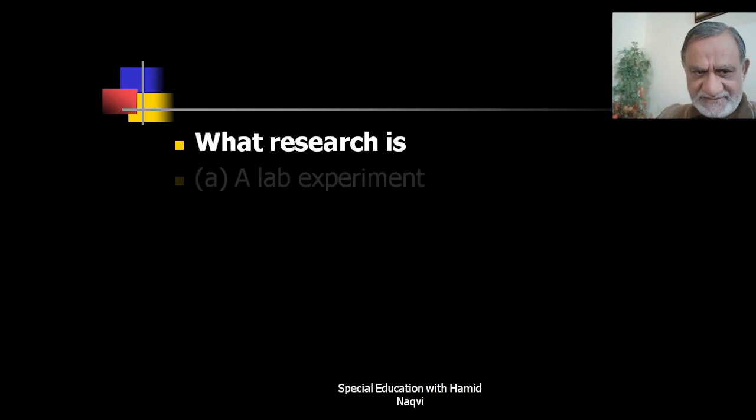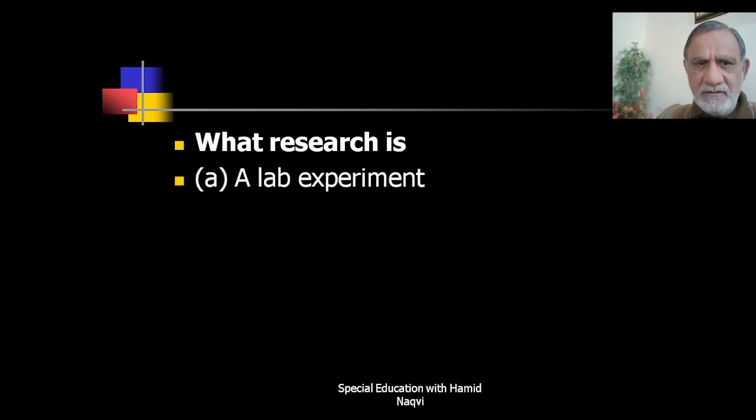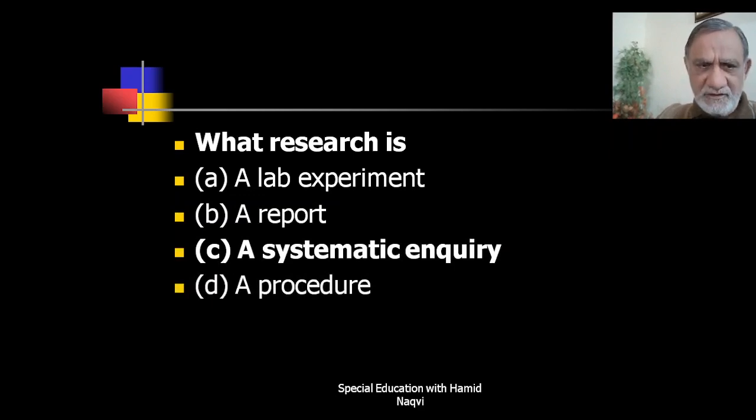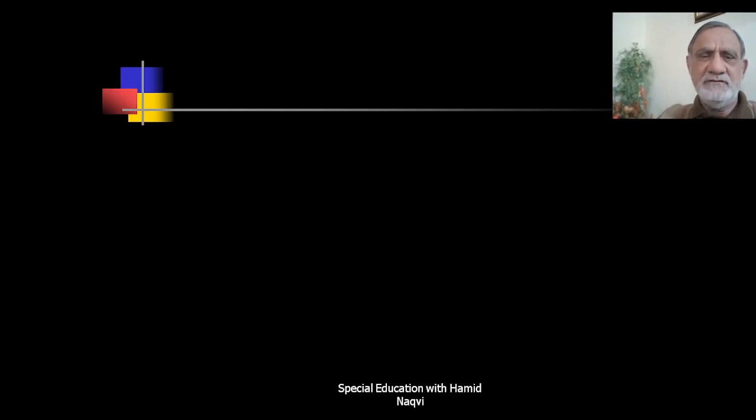What is research? A. A laboratory experiment. B. A report. C. A systematic inquiry. Or D. A procedure. The correct answer is C, that is a systematic inquiry.